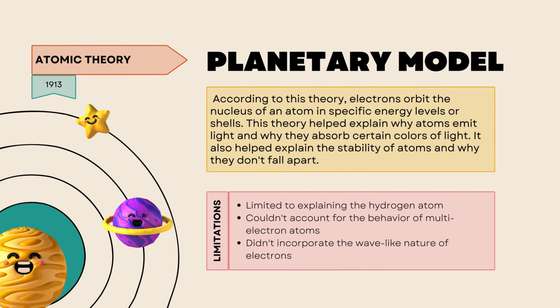Atomic theory. 1913, planetary model. According to this theory, electrons orbit the nucleus of an atom in specific energy levels or shells. This theory helped explain why atoms emit light and why they absorb certain colors of light. It also helped explain the stability of atoms and why they don't fall apart.